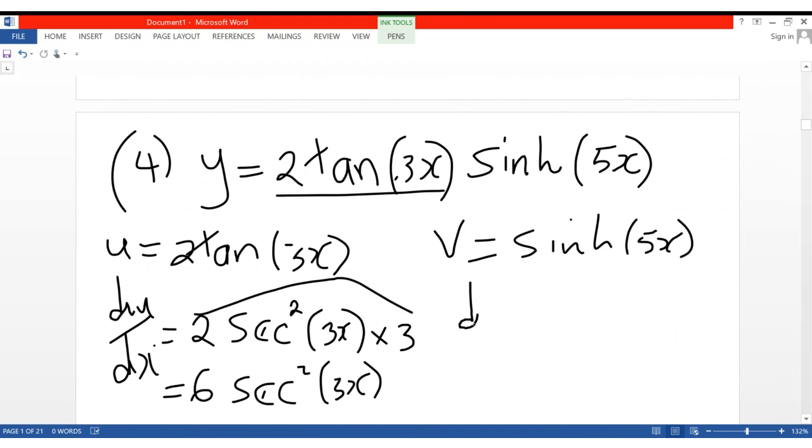Then here I'll have dv over dx. When you go back to the table, when you differentiate sine hyperbolic, you get cos hyperbolic 5x. But you come inside the function. When you differentiate 5x, you get number 5.